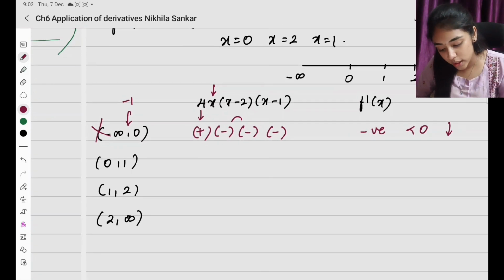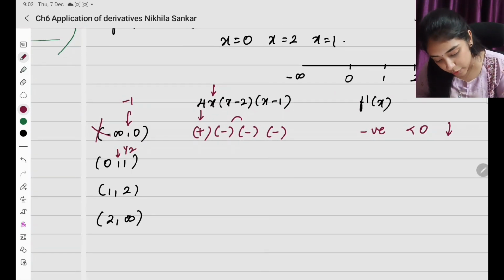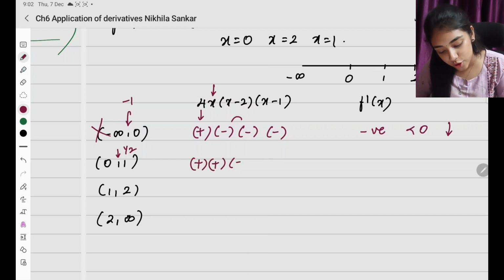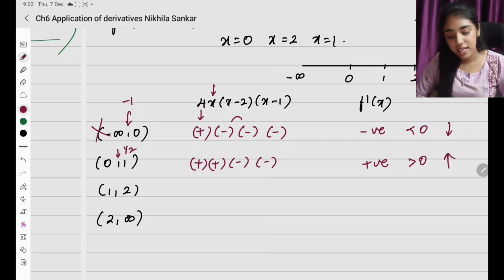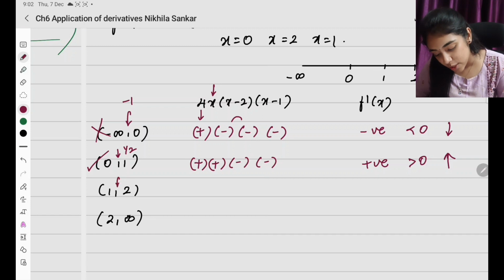Next 0 to 1. So I can substitute the value half, which is in between them. So 4 is going to be plus. Half is a positive value. Half minus 2 is going to be a negative value. Half minus 1 is going to be minus half, which is negative. So this is overall going to be positive, which is greater than 0. Hence, it is an increasing function. So this is the interval that we are looking for. Now, you have to check everything.